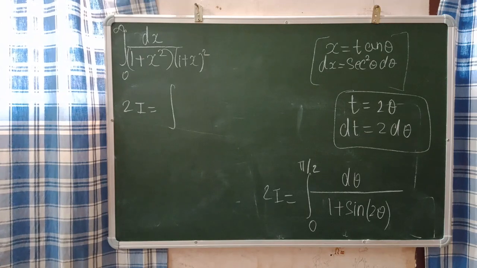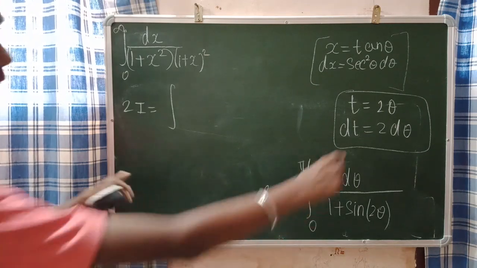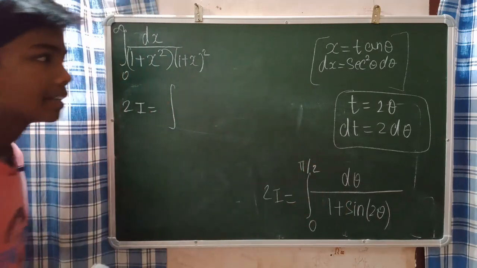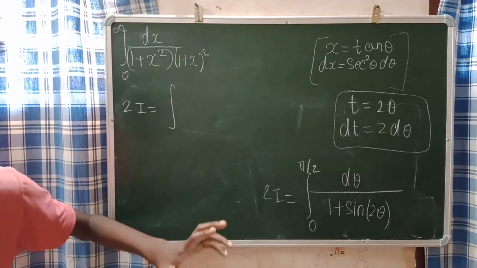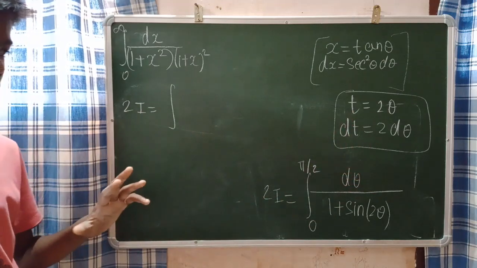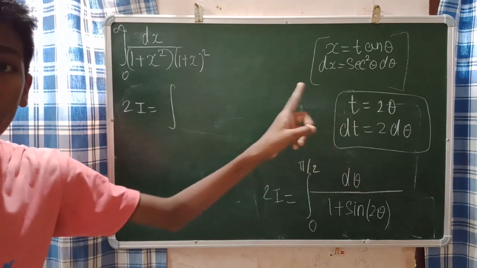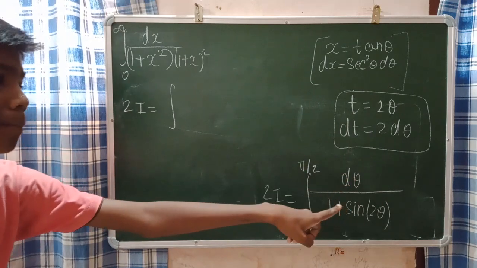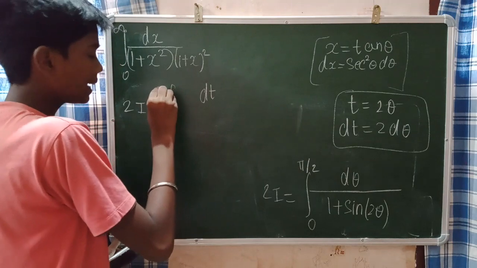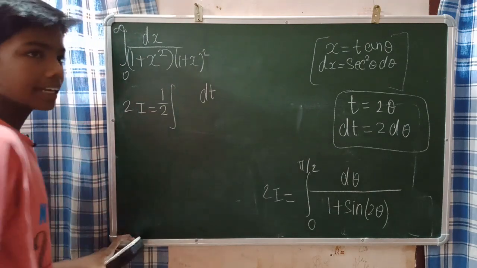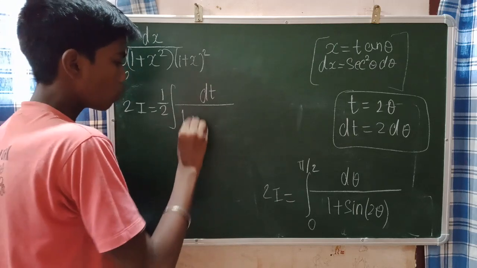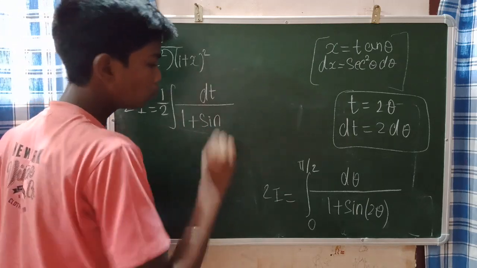Now, after this, what you need to do is, using a substitution, I am having d theta at the numerator, right? If dt is equal to 2 d theta, then your d theta will be nothing but dt by 2. So I can take the 2 outside. So this I can write as 1 by 2 into dt divided by 1 plus sine of 2 theta.